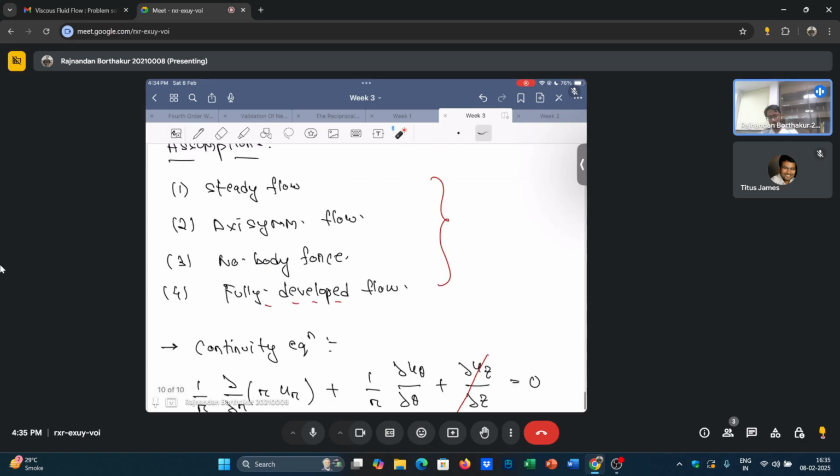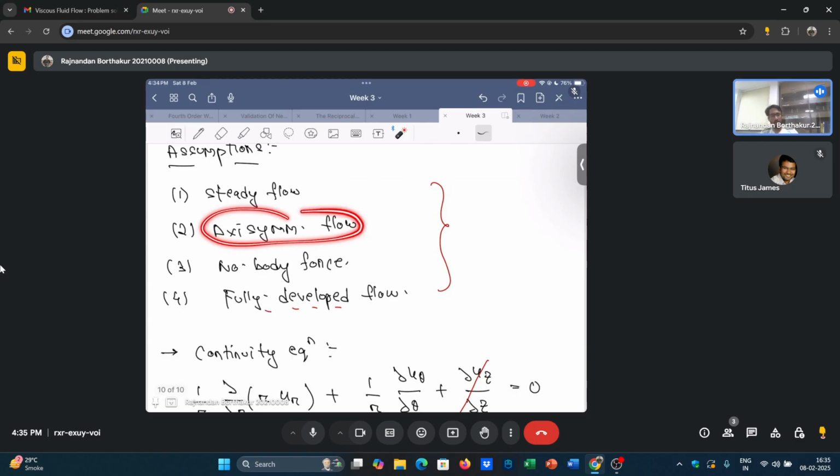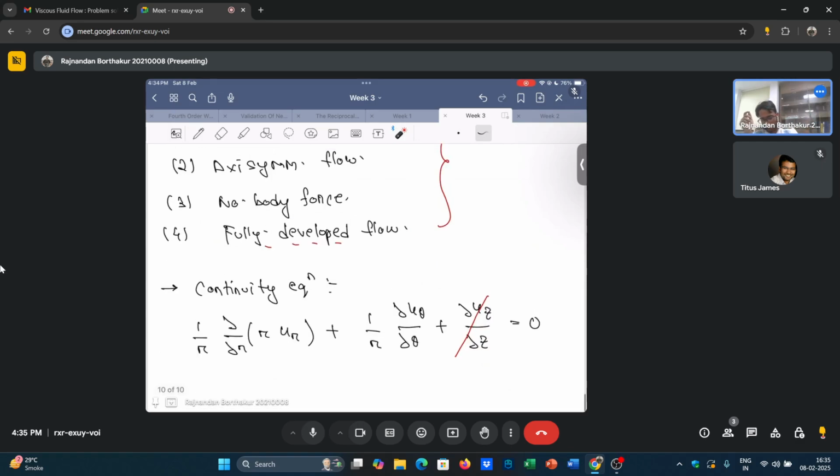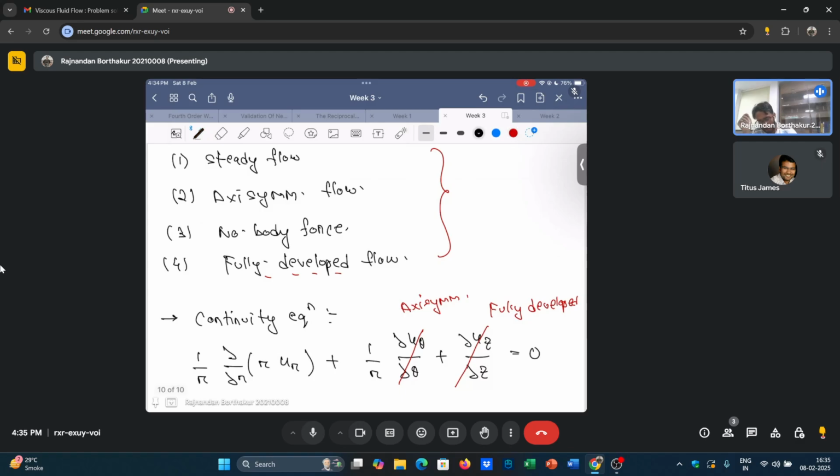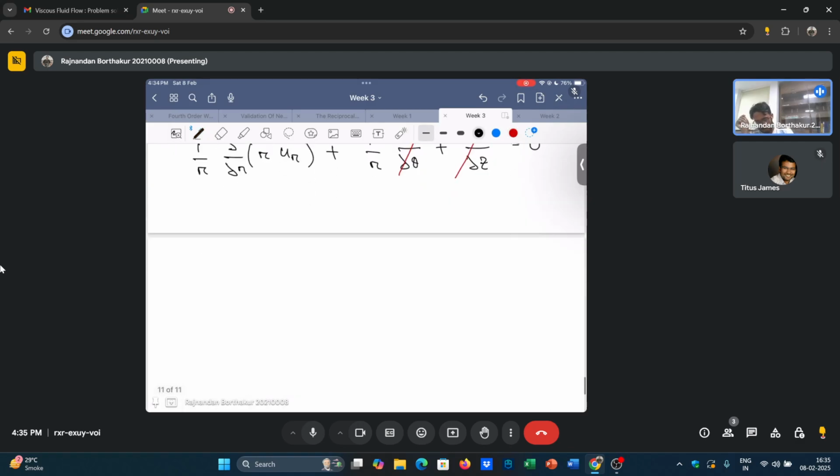We just now stated something which is known as the axisymmetric condition. The axisymmetric condition says that your variables are independent of theta. If your variables are independent of theta, then of course their derivatives will also be independent of theta, which means that del u theta by del theta is also 0. This is because of the fully developed assumption. This is because of the axisymmetric condition.